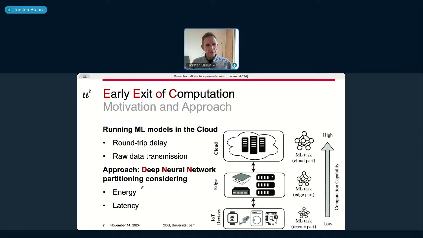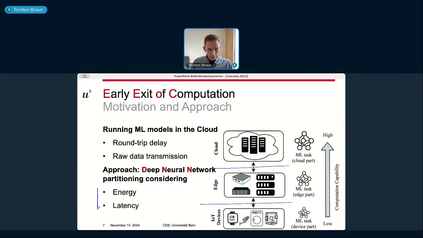So basically, the idea here is that we take a machine learning model and split it maybe into different parts, and maybe run one part in the cloud server, maybe another part in the edge server, and another part on the IoT device. And we want to split the machine learning model in a way so that certain parameters are optimized. So in particular, we had a look here at energy optimization and latency optimization.